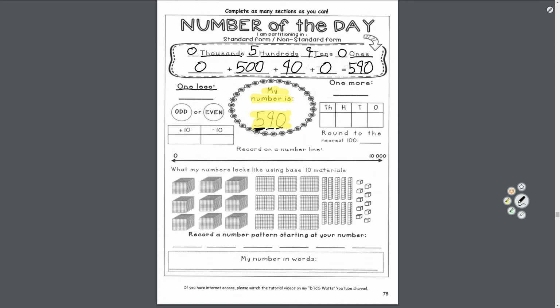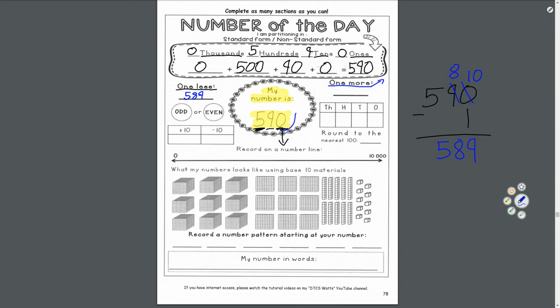Okay, one less. So the ones place is going down. And we can't have less than 0, so we got to do a little calculation. 590 take away 1, because it's 1 less. 0 take away 1, you can't do that, so we borrow from the tens. Cross out the 9 turns to 8, cross out the 0 turns to 10. 10 take away 1 equals 9. Drop the 8, drop the 5. 1 less equals 589.